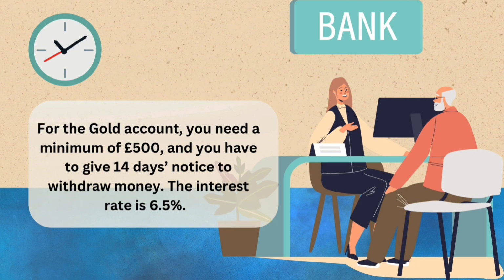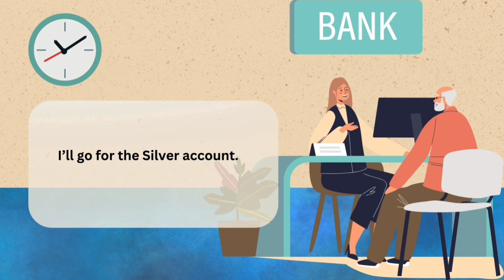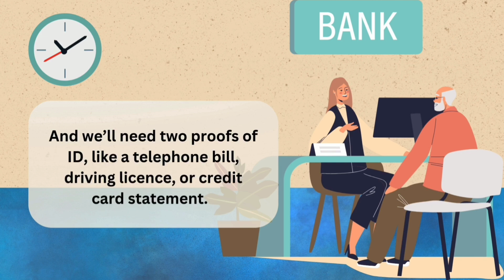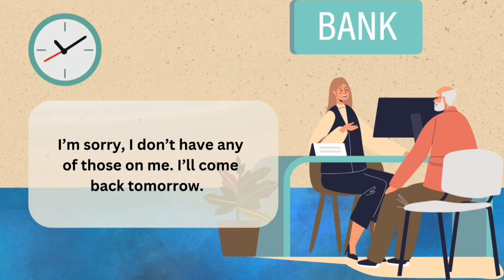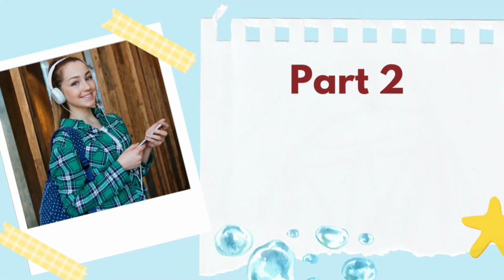For the gold account, you need a minimum of £500 and you have to give 14 days notice to withdraw money. The interest rate is 6.5%. I'll go for the silver account. How much would you like to deposit? £500. And we'll need 2 proofs of ID, like a telephone bill, driving license, or credit card statement. I'm sorry, I don't have any of those on me. I'll come back tomorrow.